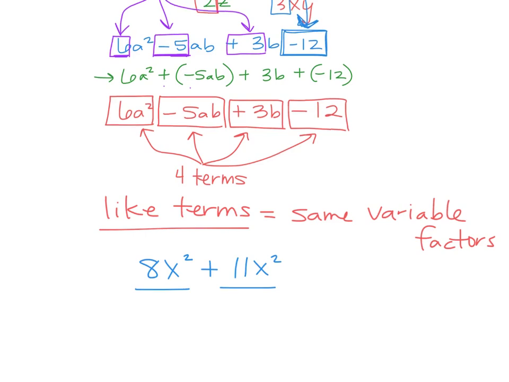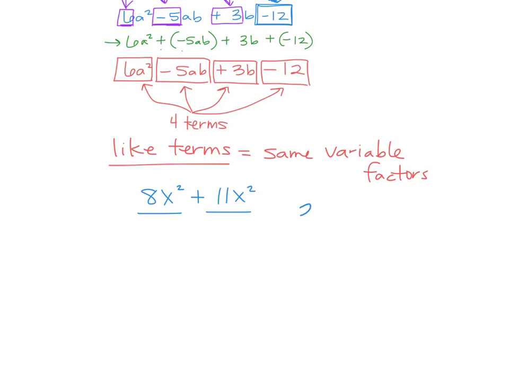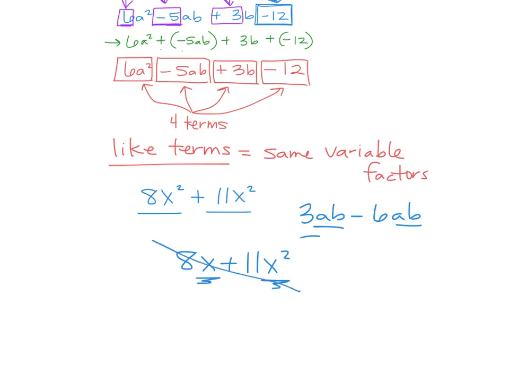Let's do another one. Let's say I have 3ab minus 6ab. Those ab's are identical. Those are like terms, okay? Where they're not like terms is if I say 8x plus 11x squared. This is different than that. Those are not like terms. You can't have an x squared and just an x by itself. X and x squared are very different things. So make sure you pay attention to the exponents too. The exponents have to match up, but also the variables have to match up.